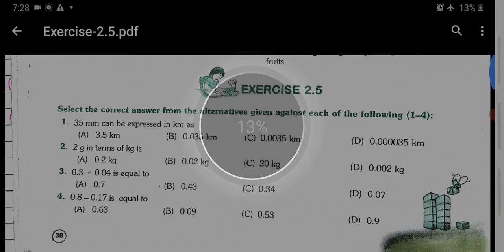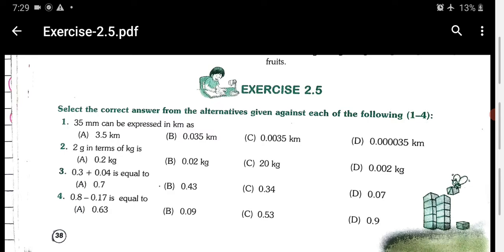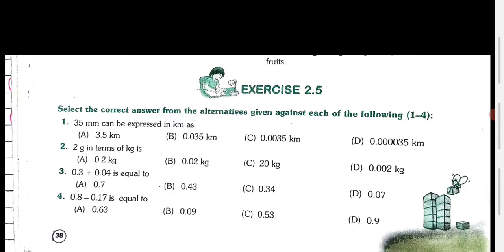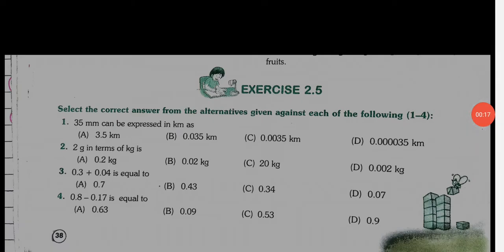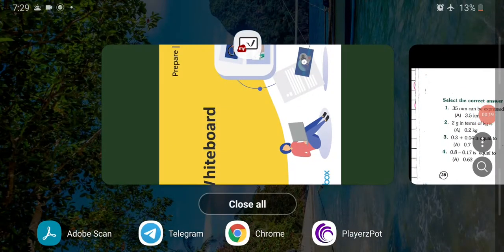Just look at question number 1. Can 35 millimeter be expressed in kilometer as? Before starting this exercise, I just want to explain the basic concept.